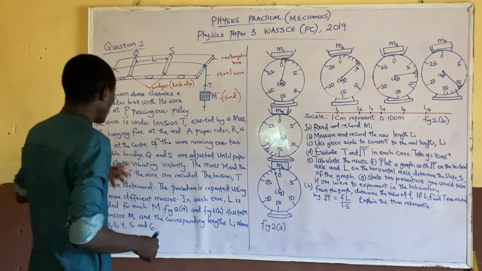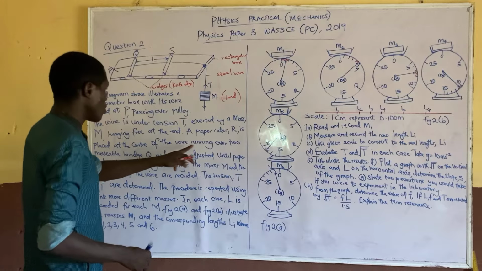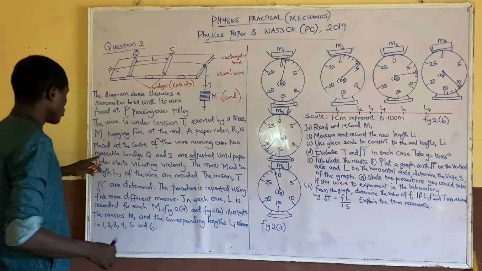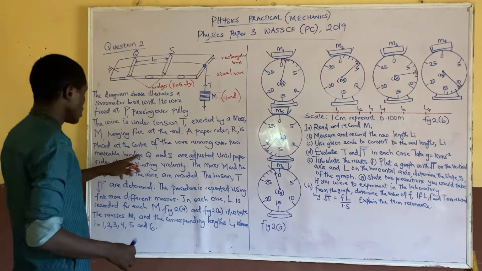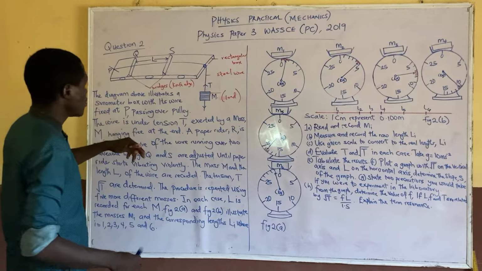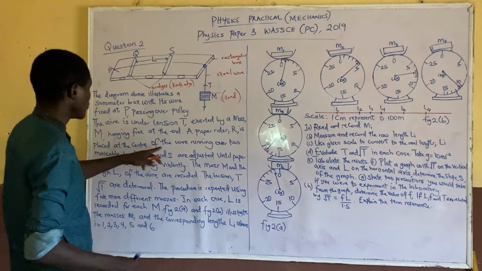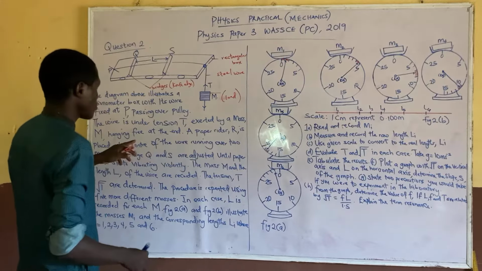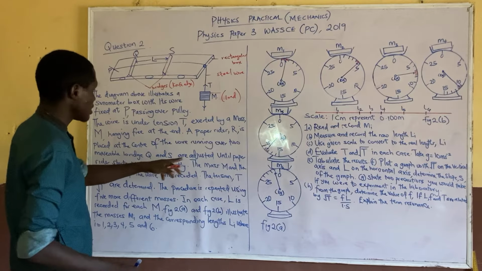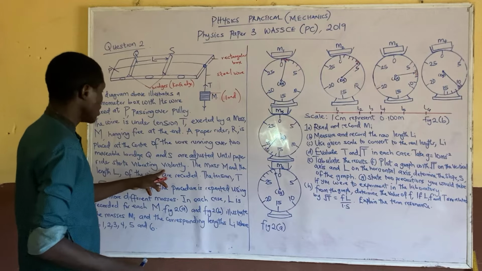A paper rider R is placed at the center of the wire, running over two movable bridges Q and S, and adjustable until the paper rider starts vibrating violently.